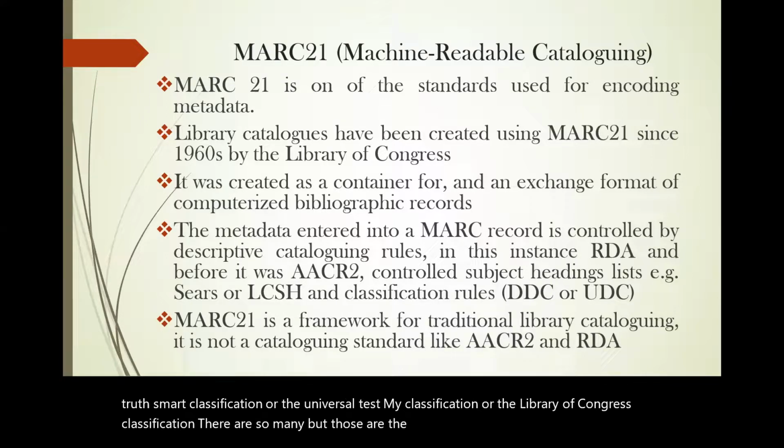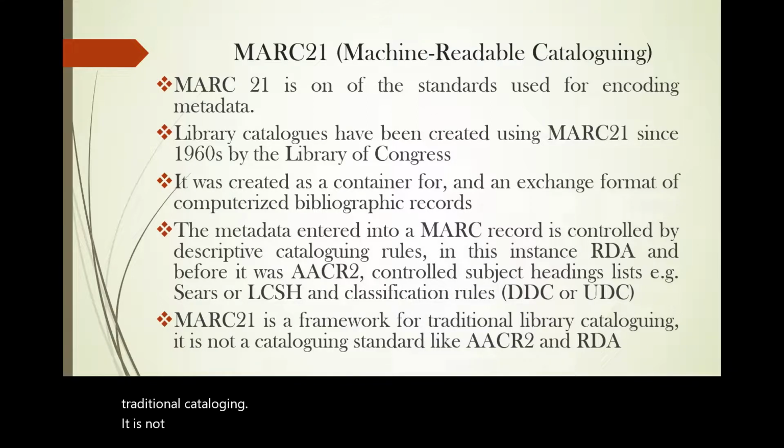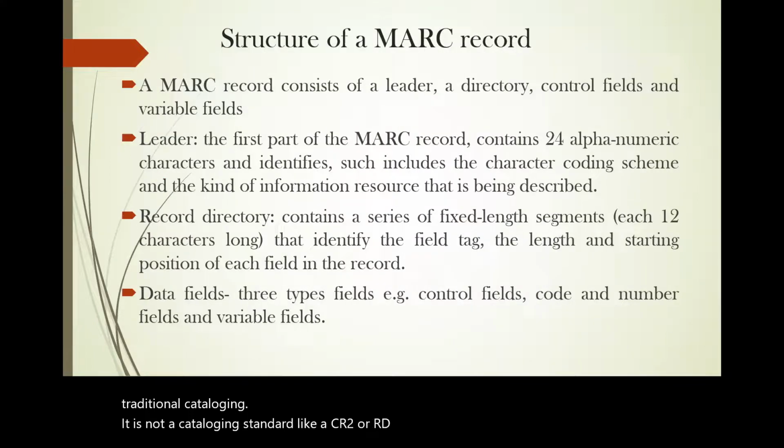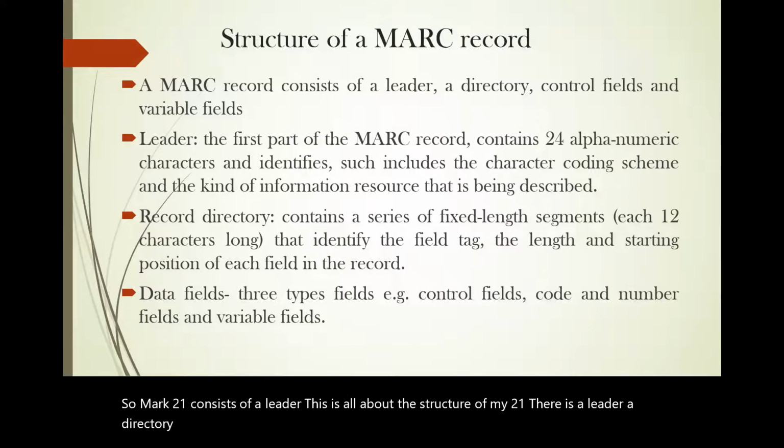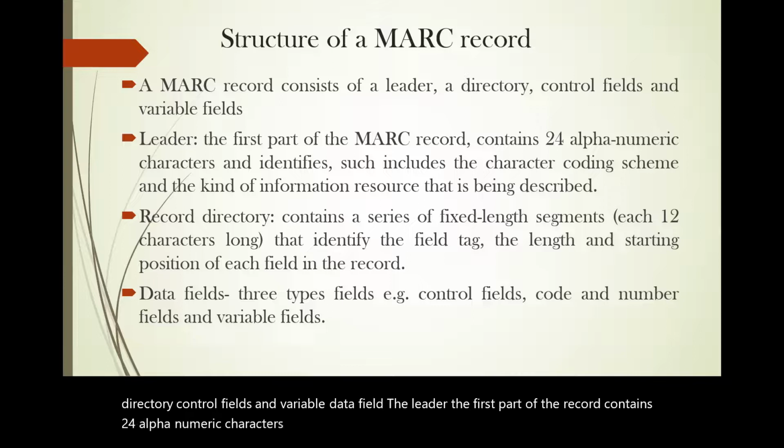MARC 21 is a framework for traditional cataloging. It is not a cataloging standard like AACR2 or RDA. So MARC 21 consists of a leader. This is all about the structure of MARC 21: there is a leader, a directory, control fields, and variable data fields. The leader, the first part of the MARC record, contains 24 alphanumeric characters and identifiers. Such include the character coding schema and the kind of information resource that is being described.